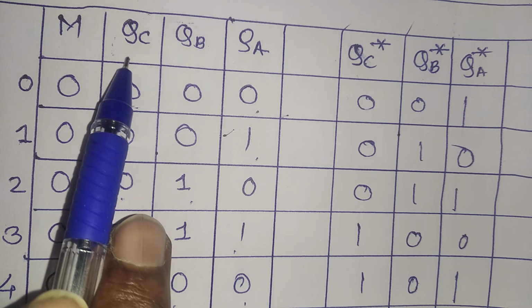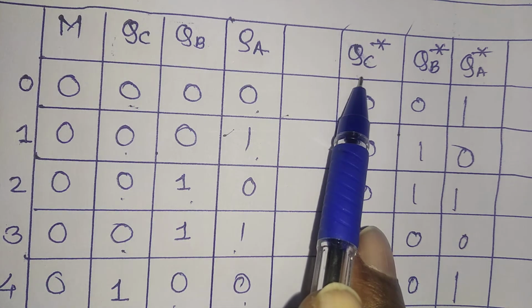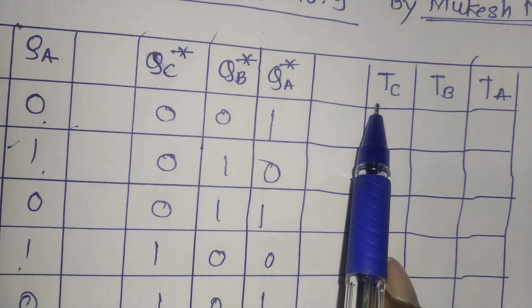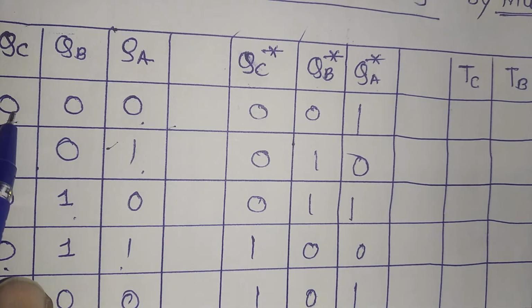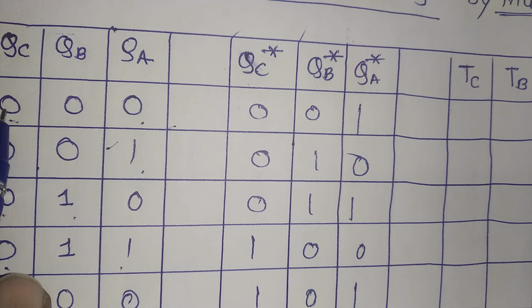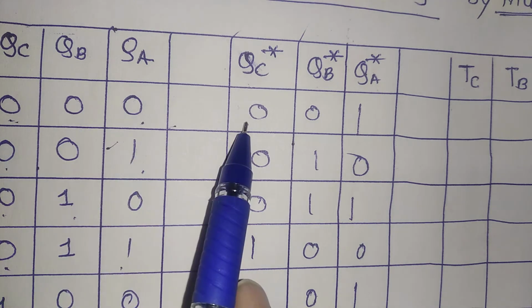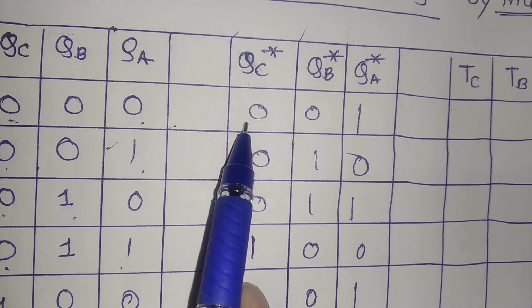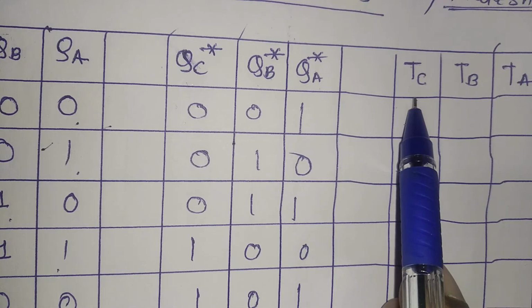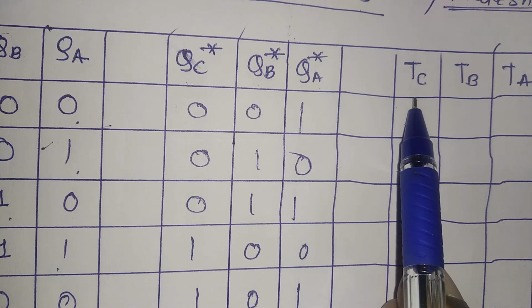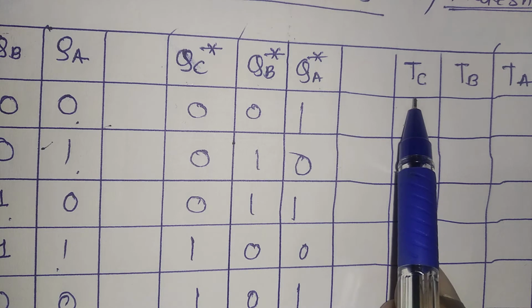Now, we have QC as the present state and QC star as the next state. Then I have to write TC values. If there is no change between present and next, then I will write 0 here, and if there is a change, then I will write 1, because TC is a T flip flop, which is a type of toggle. So, when inputs are different, the output is 1; if inputs are the same, the output is 0.